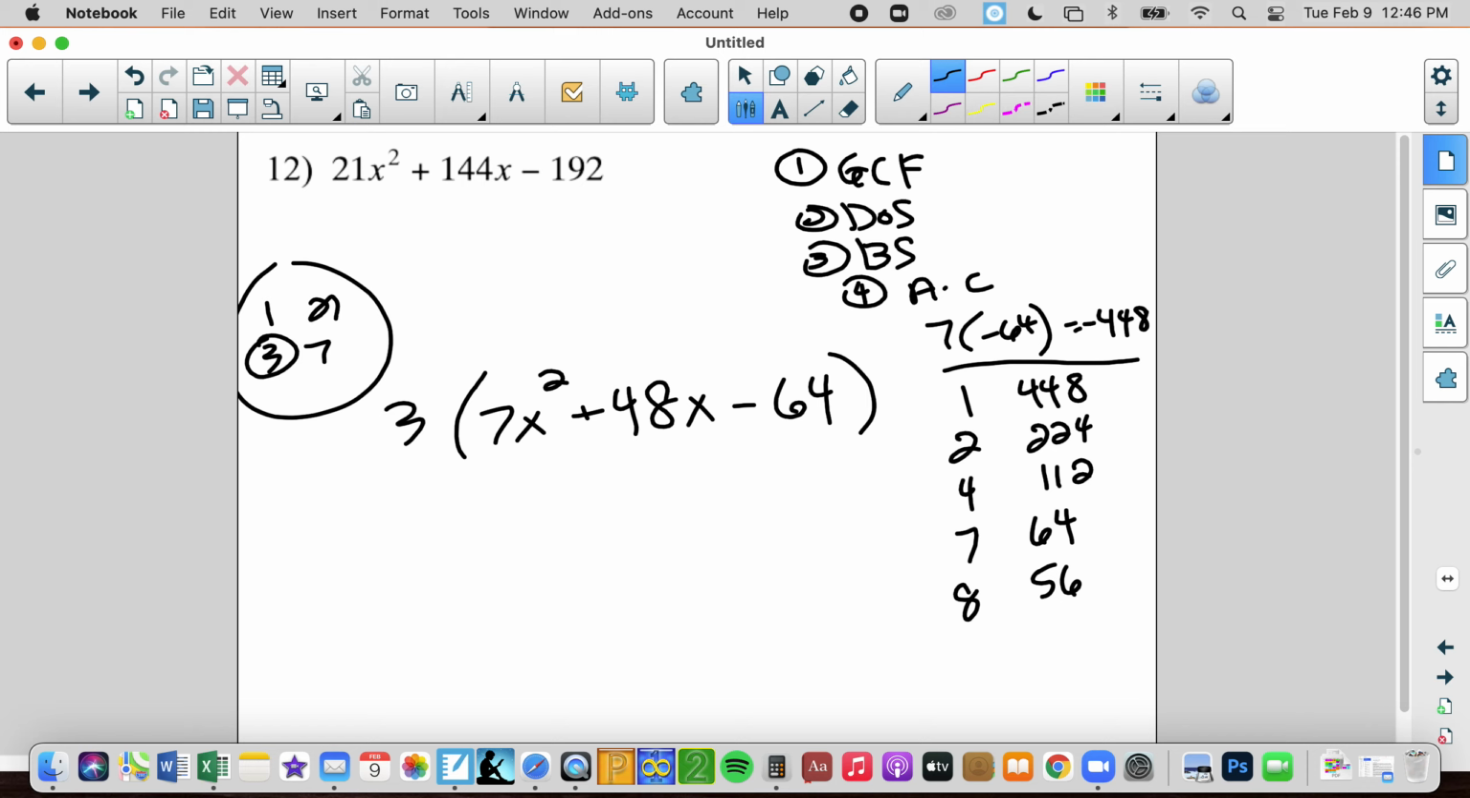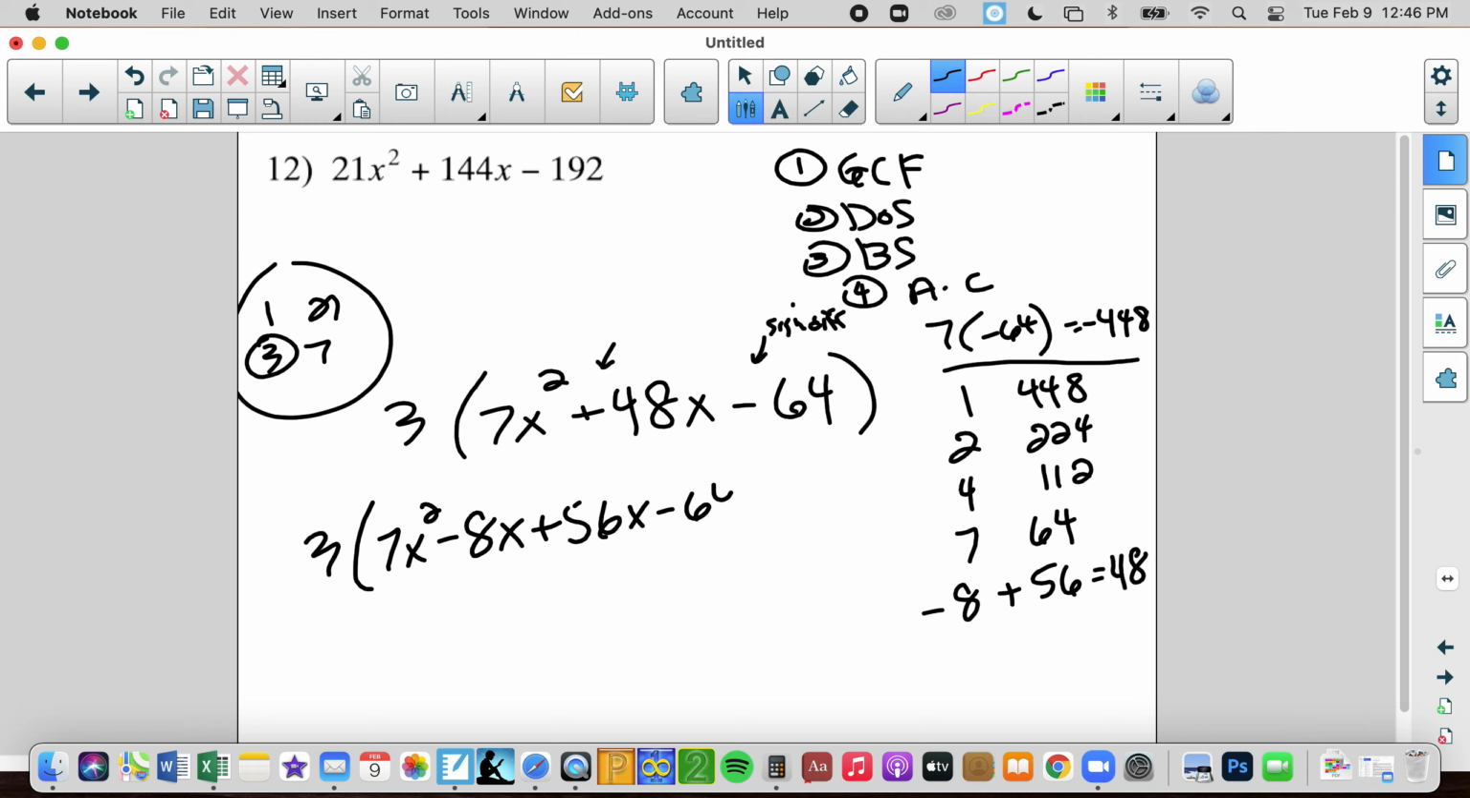How do I know there it is? Because I know my signs are different, and so I have to subtract these factor pairs. The bigger is going to be positive, and that gives me 48. Sorry, I take 8 from 56, I get 48. So there are my factor pairs. I don't have to keep going if I see that I didn't make a mistake, and that'll save you a little time.